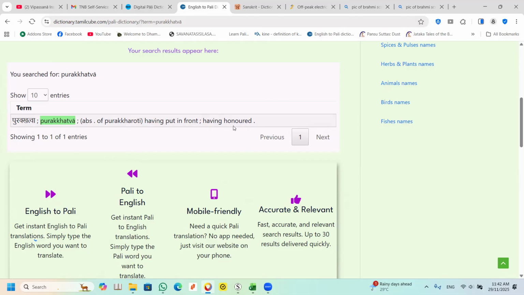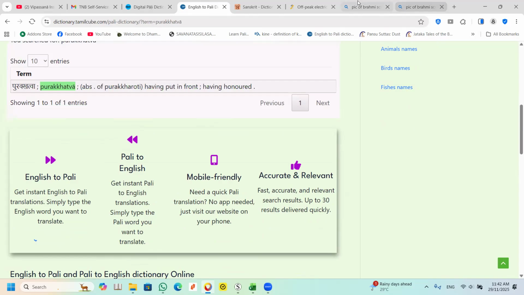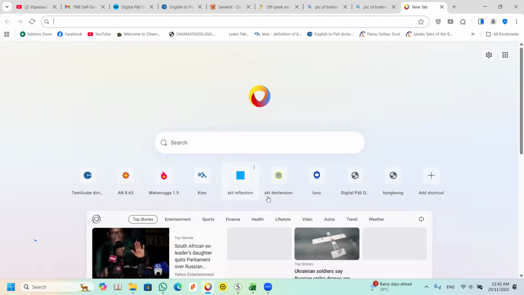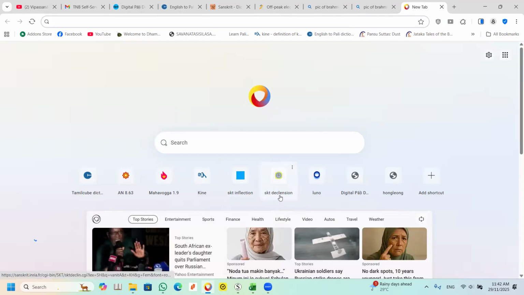All right. So the word is honor. Just now I already told you the word honor is there. So this is one way. If you still cannot, where is another dictionary? Let me see, where is it? Sanskrit declension. No. Just now the dictionary, which dictionary?